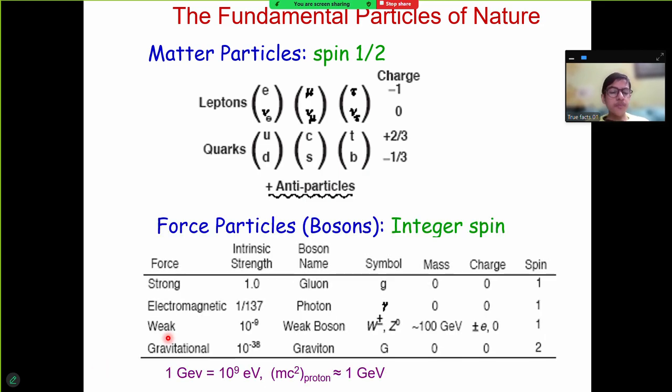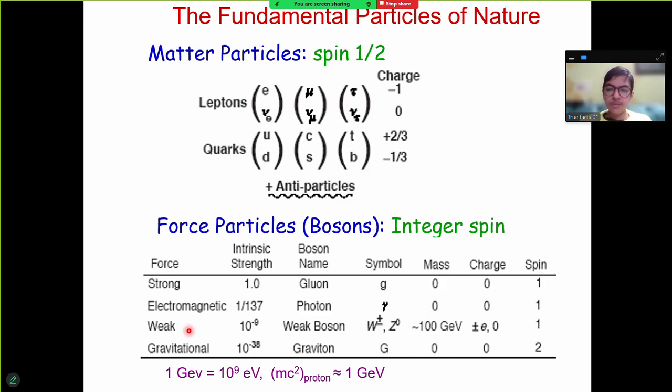So the force particles are bosons, which have integer spin. For the strong nuclear force, the intrinsic strength is 1.0. The boson is the gluon. The symbol is g. Mass is 0, charge is 0, spin is 1. Then we have electromagnetic, with intrinsic strength 1/137, and the boson is the photon, a massless particle. The symbol is gamma, mass 0, charge 0, spin 1.